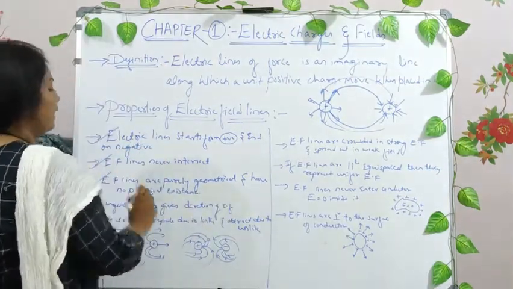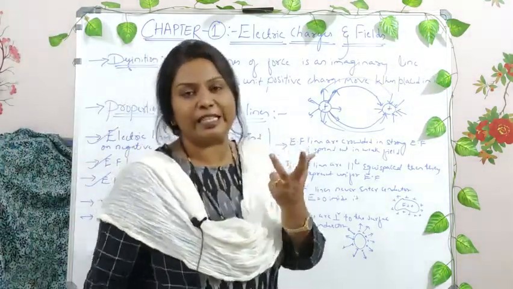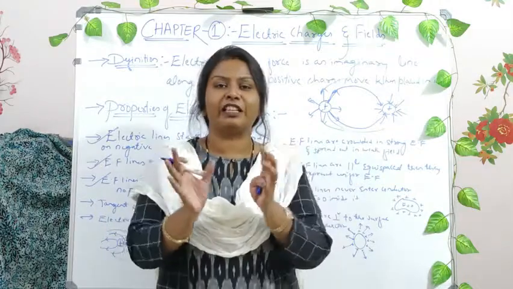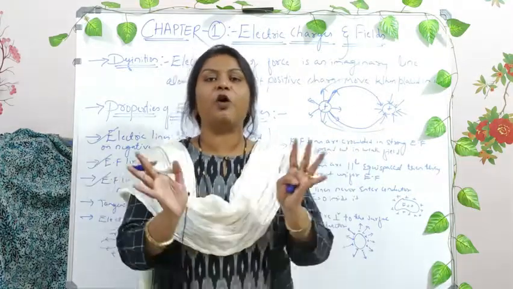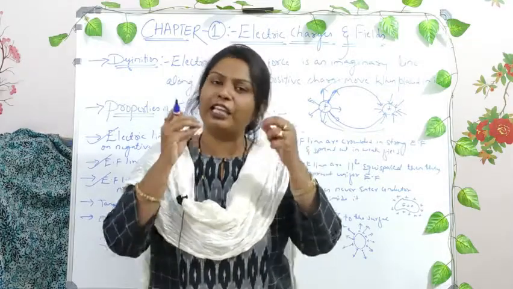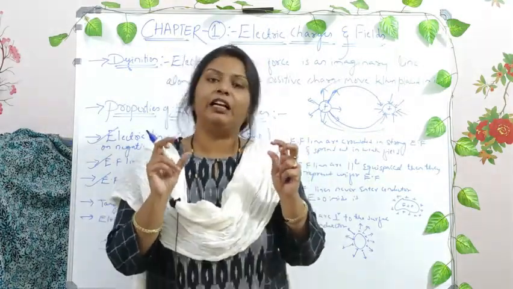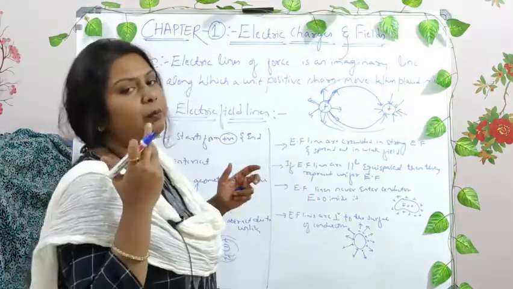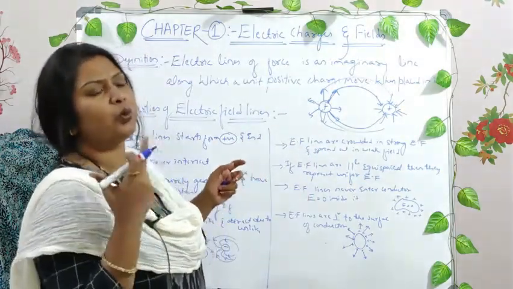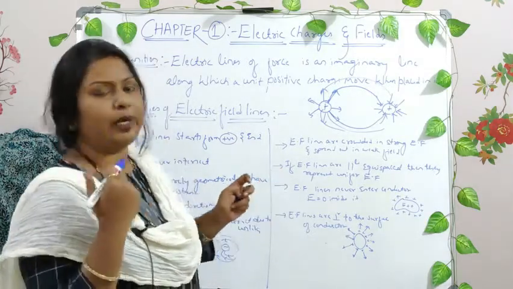Next, electric field lines are purely geometrical and have no physical existence. We haven't seen how the electric field lines are moving, whether outwards or inwards. These electric field lines are purely imaginary and are a representation of some geometrical figures, right? And hence they are purely imaginary and have no physical existence, right?